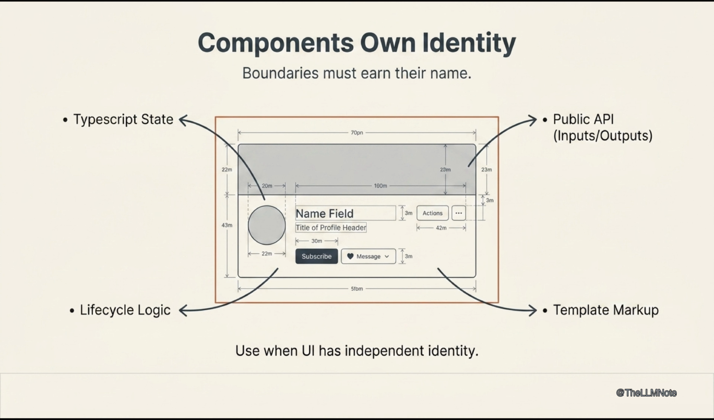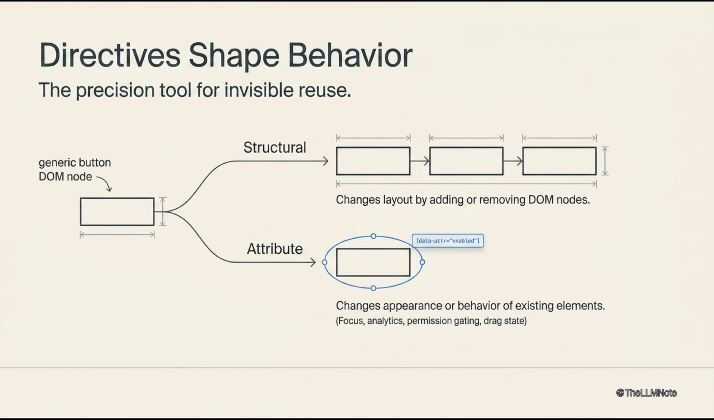Directives shape behavior. Directives are the precision tool for shaping behavior. A structural directive changes layout by adding or removing DOM nodes. ngIf and ngFor historically express that role in Angular. An attribute directive changes appearance or behavior on an element already present. Examples include focus, permission gating, analytics tagging, drag state or hover interaction.